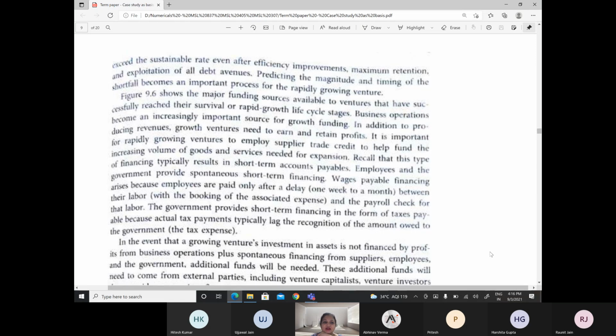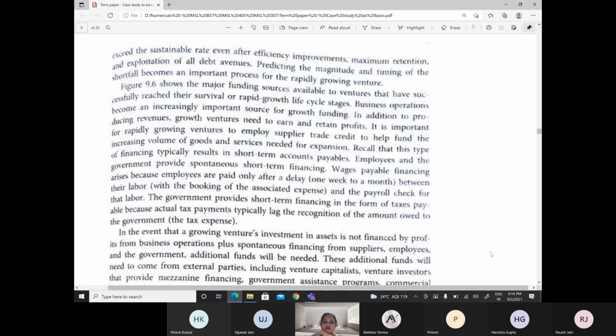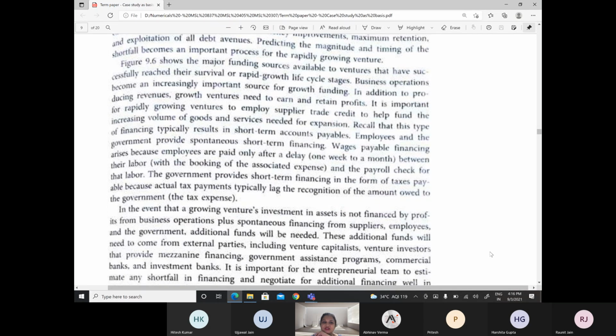So we come to another figure, figure 9.6, which shows the major funding sources available to ventures that have successfully reached their survival or rapid growth life cycle stages. Business operations become an increasingly important source for growth funding. In addition to producing revenues, growth ventures need to earn and retain profits. It is important for rapidly growing ventures to employ supplier trade credit to help fund the increasing volume of goods and services needed for expansion. Recall that this type of financing typically results in short-term accounts payables.